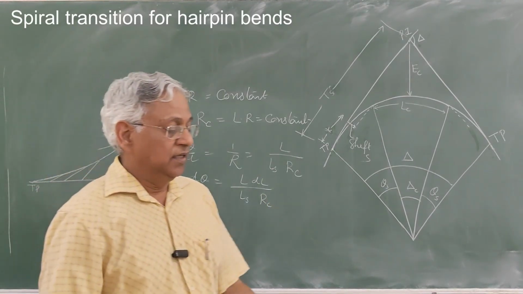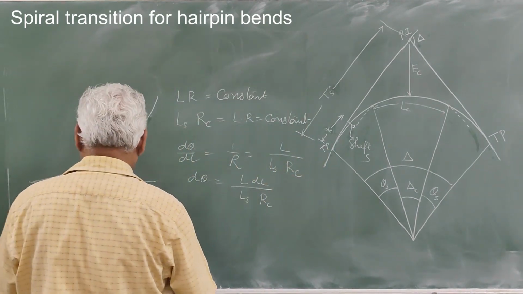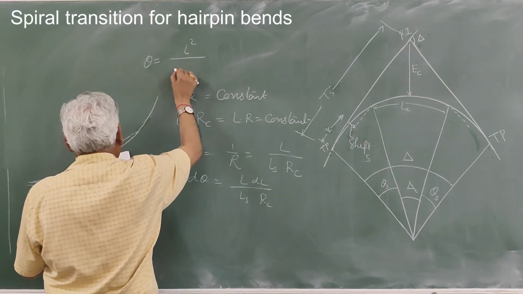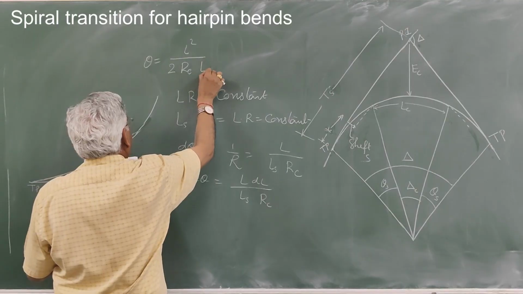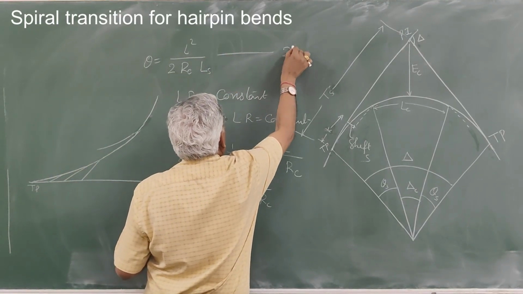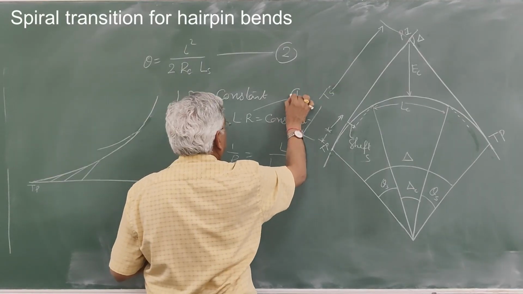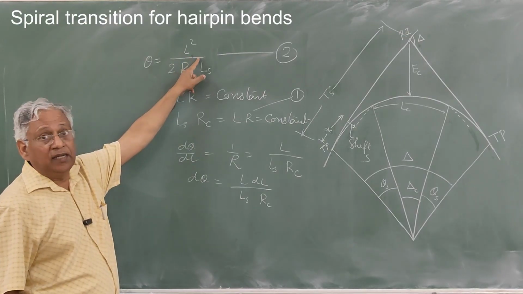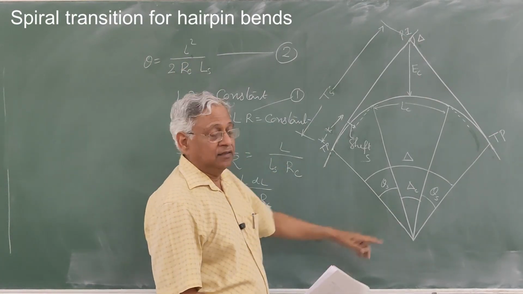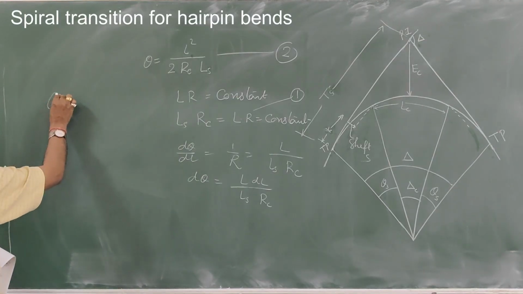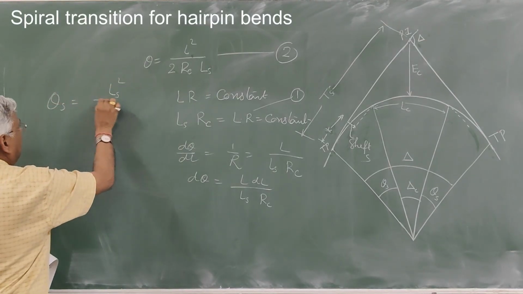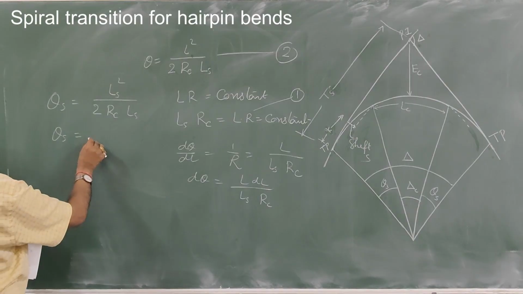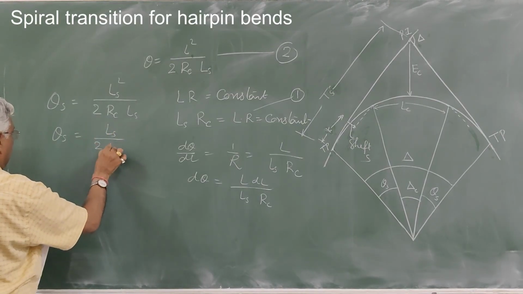Integrate this equation and put in the boundary condition, then you get theta equal to L square upon 2 Rc into Ls. This is equation number 2. That was equation number 1. At the end of the transition, when L is equal to Ls, theta becomes theta S. Therefore theta S will be Ls square upon 2 Rc into Ls, or theta S is Ls upon 2 Rc.